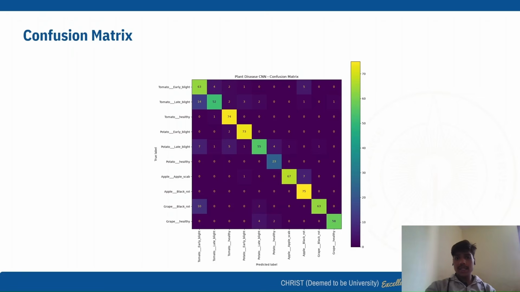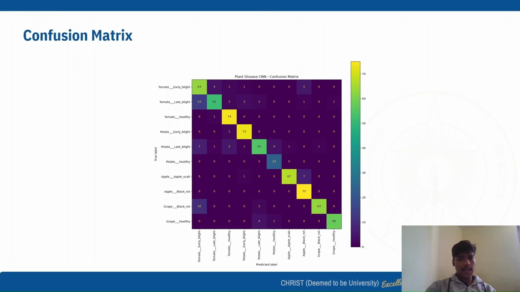The main confusion we can see is between the tomato early blight and the tomato late blight. If we give an example from this, 52 tomato late blight images were correctly classified, while 14 were classified as early blight. So this suggests that these two diseases have similar features, making them harder for the CNN to learn or distinguish. So the confusion matrix gives us more information than accuracy alone. So overall, the model performed well, but some diseases were still harder to classify than others.